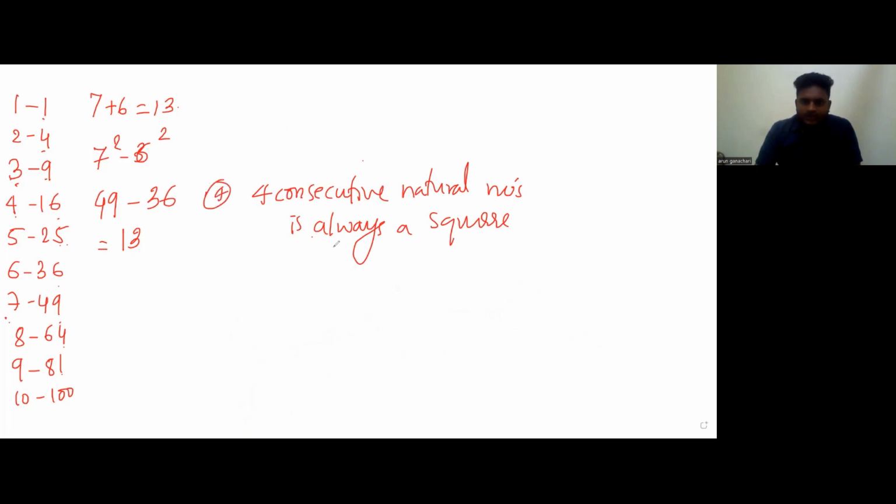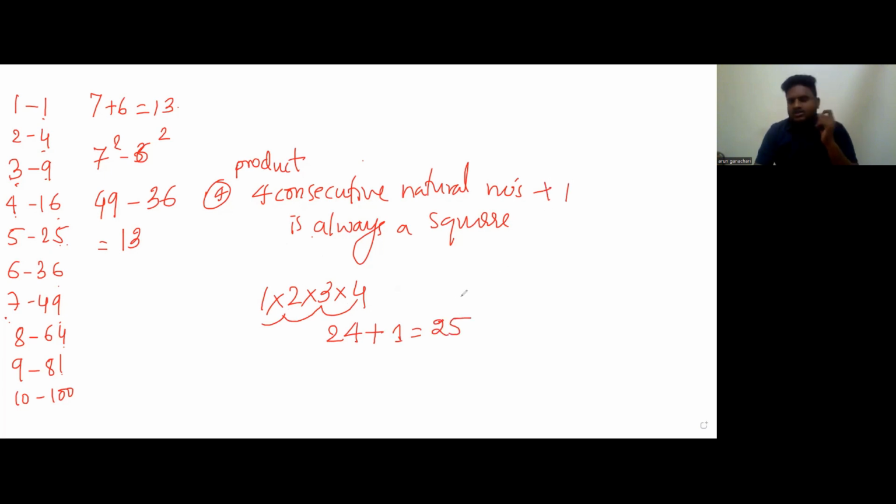Now, how will you verify this? What is the product of four consecutive natural numbers? Take any four consecutive natural numbers. 1, 2, 3, 4 are natural numbers. So it will be 1 into 2 into 3 into 4. 1 into 2 is 2, 2 into 3 is 6, 6 into 4 is 24. 24 plus 1. The product of four consecutive natural numbers plus 1 is always a perfect square, yes or no? Because it is turning out to be 25, and 25 is a square.